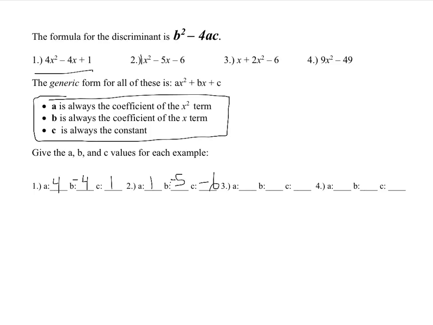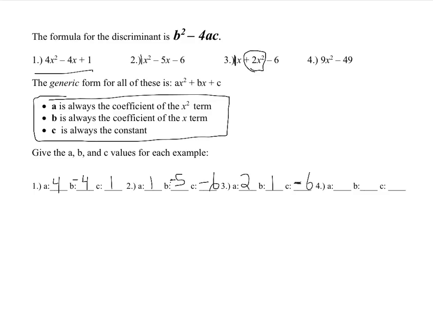Now be careful on number 3. I did put it to you out of order. If you have one like this, we would put it in the right order, but right now it's not necessary. There's the x squared term, which means the coefficient of x squared is 2, so a is 2. b in this case is 1, because that's the number that would go in front of the x term. And c is negative 6, the constant.